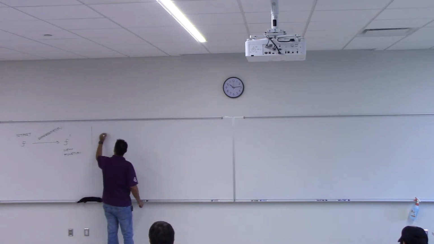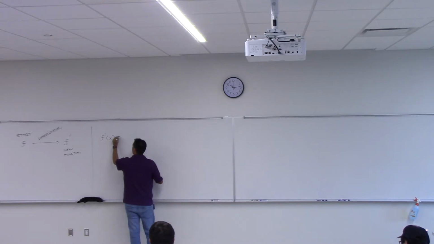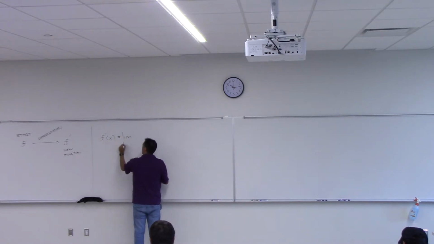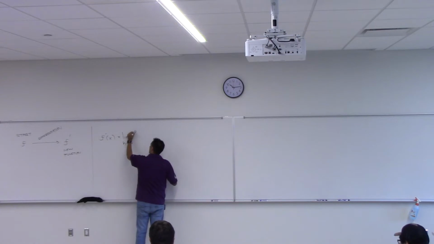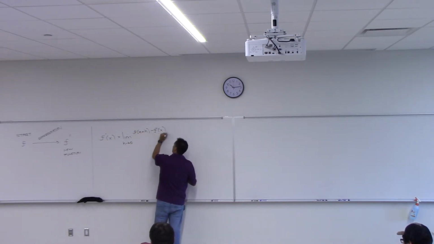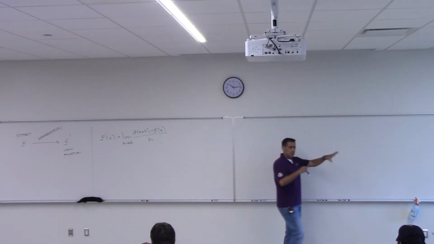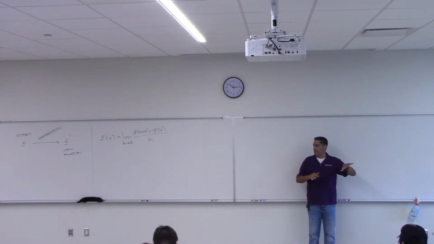Last class, we redefined what the derivative was. We said f prime of x, using x instead of a, is the limit as h goes to 0 of f of x plus h minus f of x, all over h. And that's the definition that we now have for the derivative.